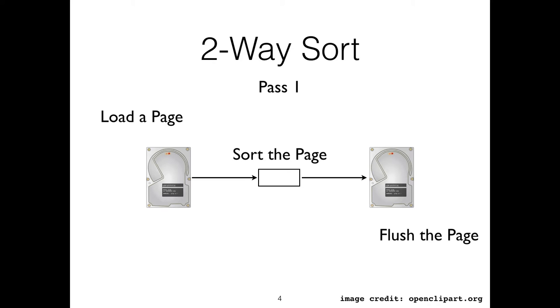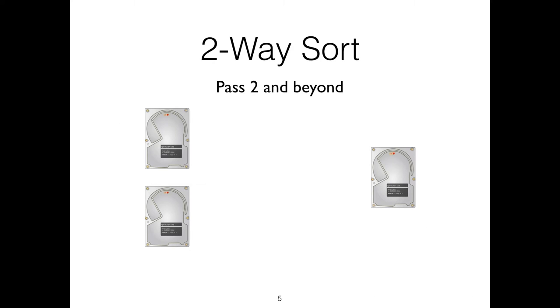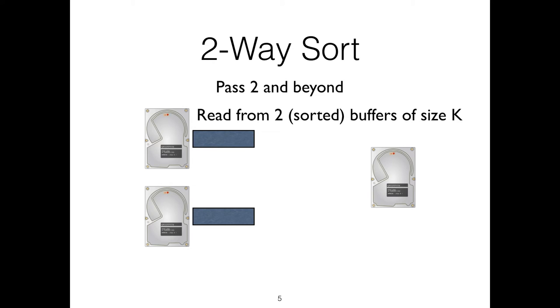Constant memory. Anytime I'm merging two arrays together, all I really need to look at is the first item in each array. As I read from them, I can merge the two together, only ever having to look at the first couple of elements. And the nice thing is this takes constant memory.